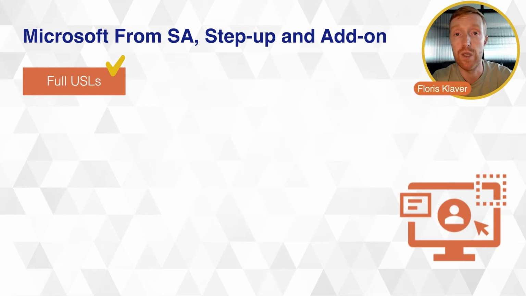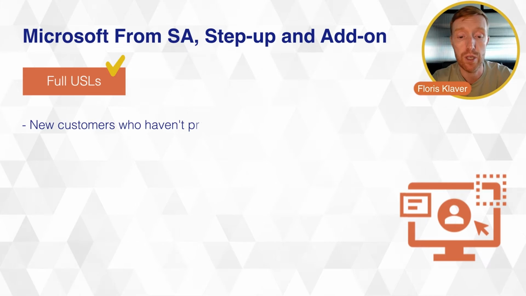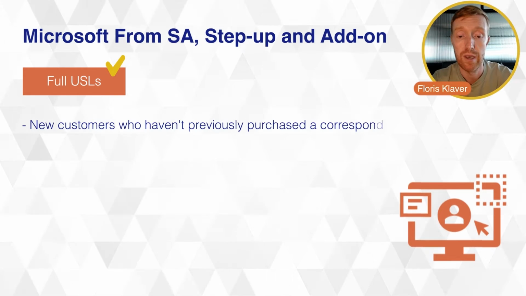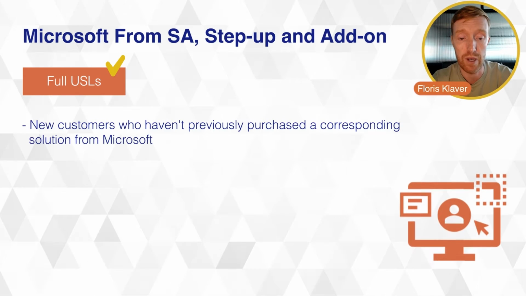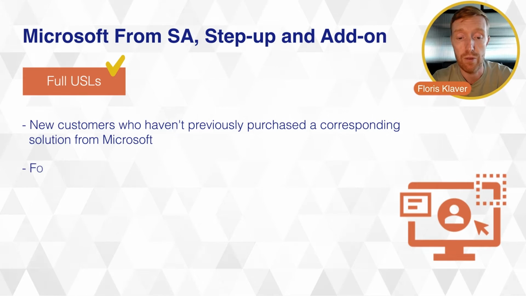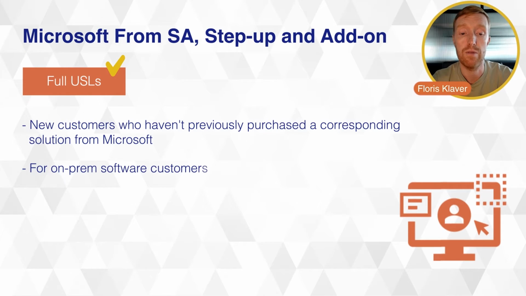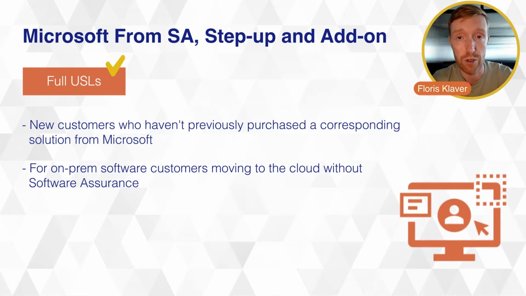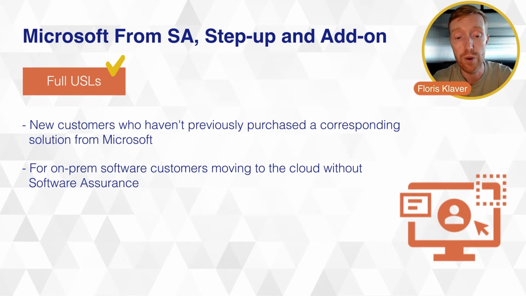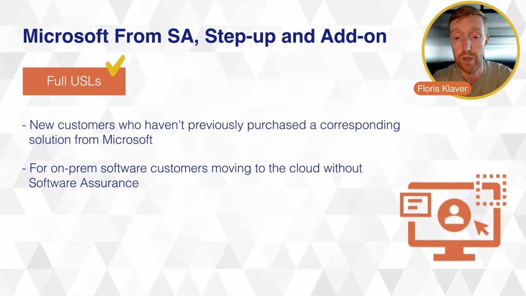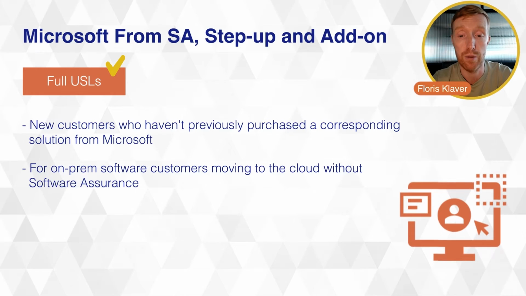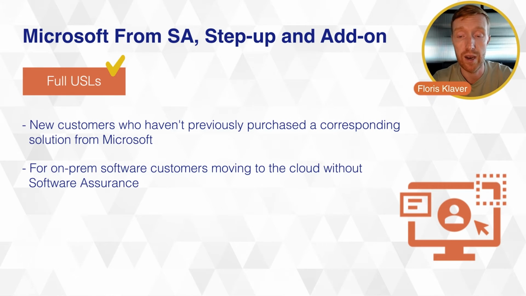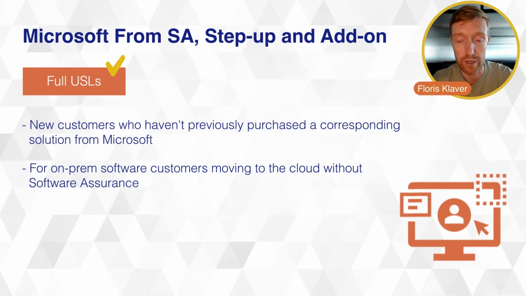So full USL is basically a license for new customers who haven't previously purchased any of the Microsoft 365 solutions from Microsoft, or for Microsoft on-premise software customers who are moving to the cloud but don't have any software assurance on their licenses. If you do have software assurance on your licenses, that's when you typically have the option to move to From SA, but there have been some recent updates to this.